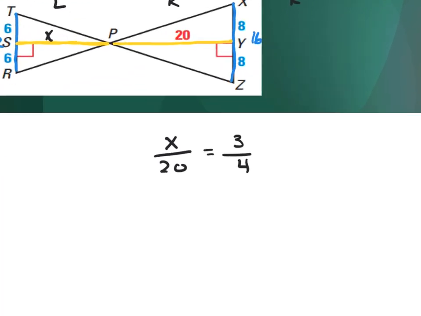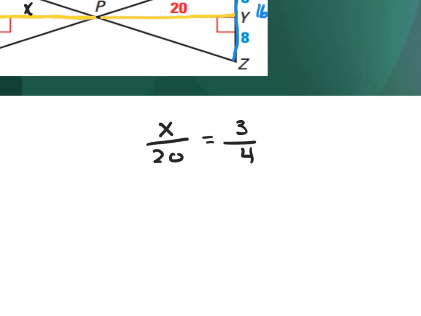Talk to me about what I can do now. So now you're going to cross multiply, so then 4x equals 60. And then divide by 4, divide by 4. And x is 15.